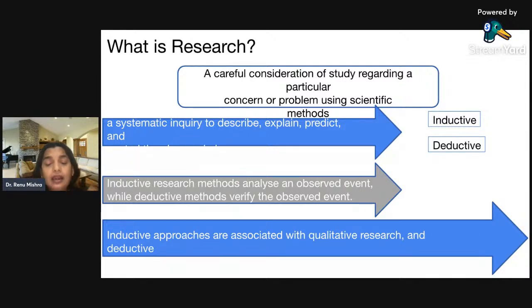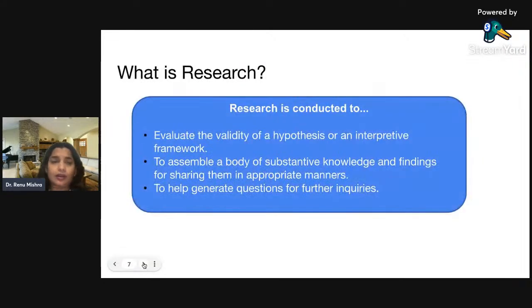These remain assumptions till the time they are tested. Once they are tested, you either convert them into a theory, a model or a framework based on your research investigation. All right, so let's move ahead. This is what we talked about: what exactly is research.